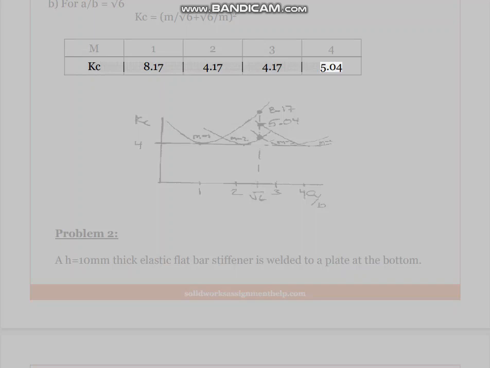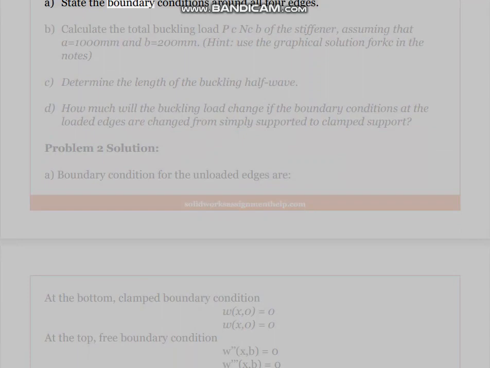Problem 2. A 10 mm thick elastic flat bar stiffener is welded to a plate at the bottom. A. State the boundary conditions around all four edges. B. Calculate the total buckling load P_cr equals N_cr B of the stiffener, assuming that A equals 1000 mm and B equals 200 mm. Hint: use the graphical solution for Kc in the notes. C. Determine the length of the buckling half wave. D. How much will the buckling load change if the boundary conditions at the loaded edges are changed from simply supported to clamped support?